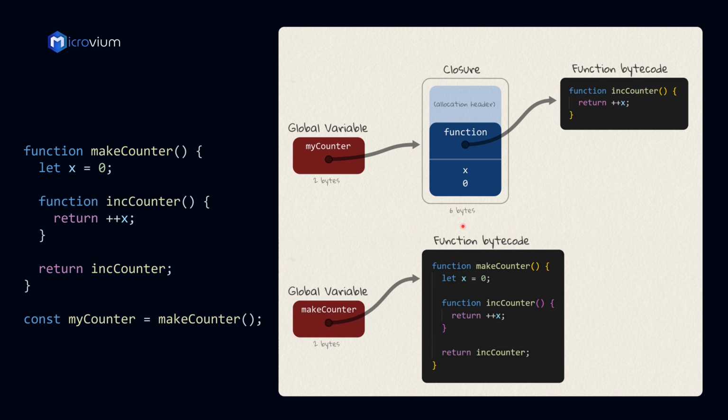There's also the makeCounter variable here, the makeCounter function itself, which points directly to the bytecode, which is typically stored in ROM or flash, so it doesn't incur any RAM overhead. So this example takes 10 bytes in total. Clearly this wouldn't be possible if functions had properties and those properties had attributes, etc.